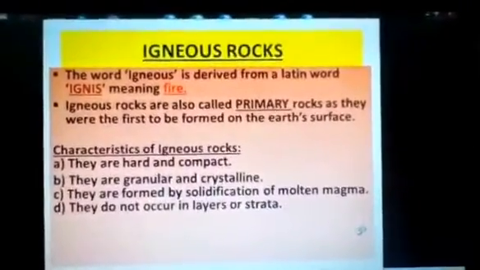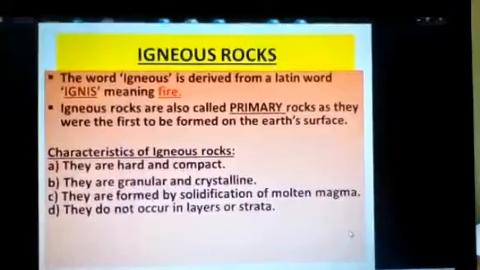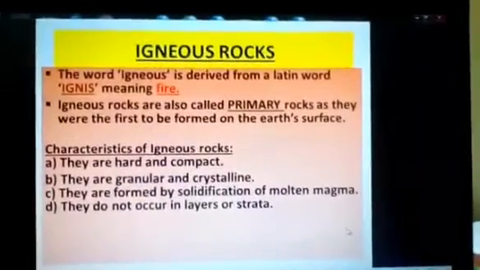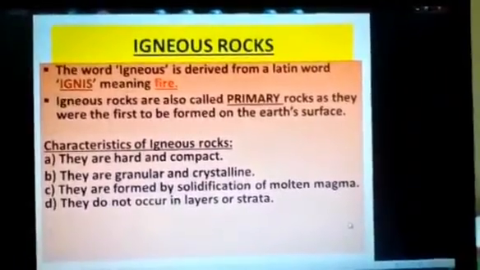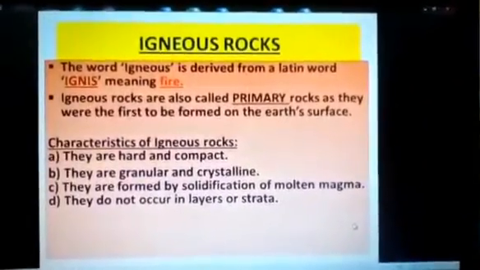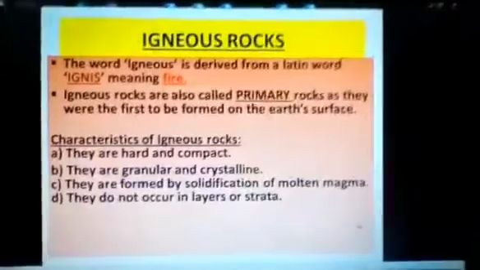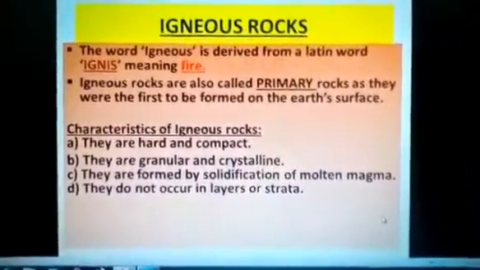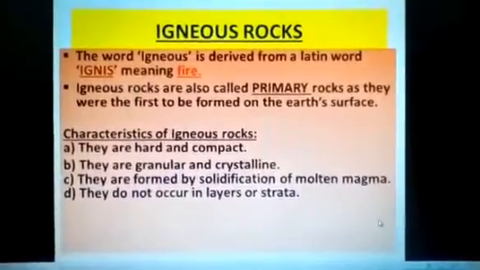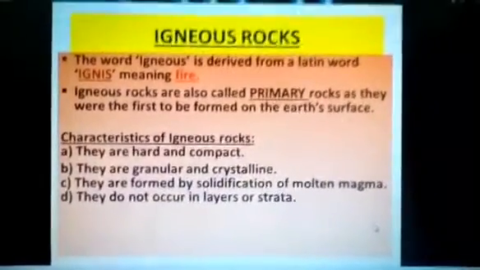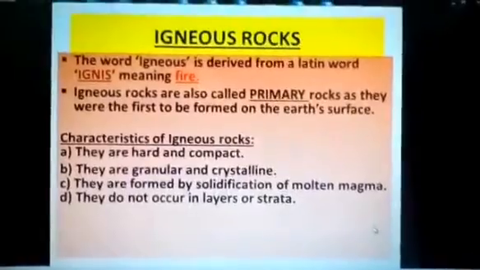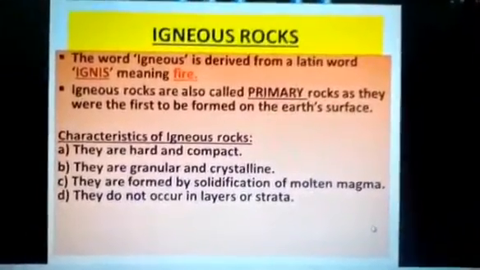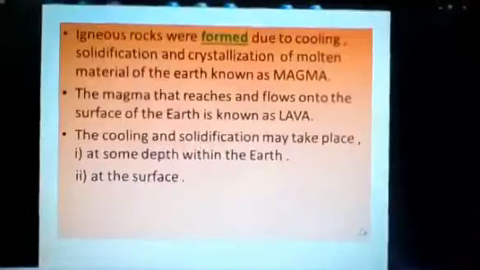Now, since the igneous rocks were the first to be formed, they are called primary rocks. They form the basis for the formation of all the other types of rocks. Let us understand the characteristics of the igneous rocks. They are hard and compact. They are granular and crystalline. We will do all of this in detail. They are formed by solidification of molten magma, and they do not occur in layers or strata.